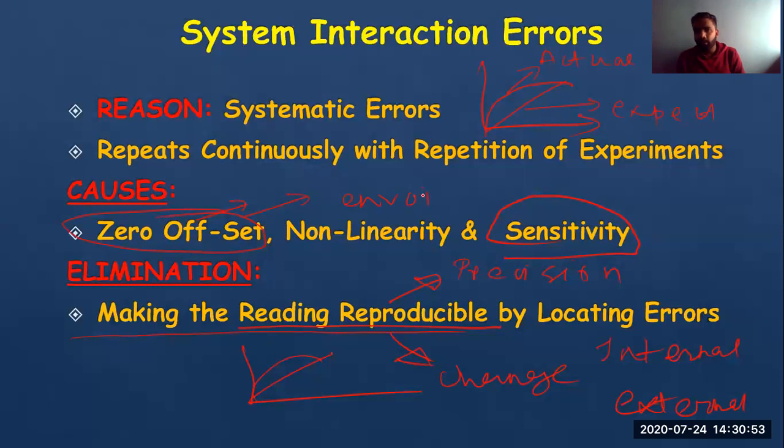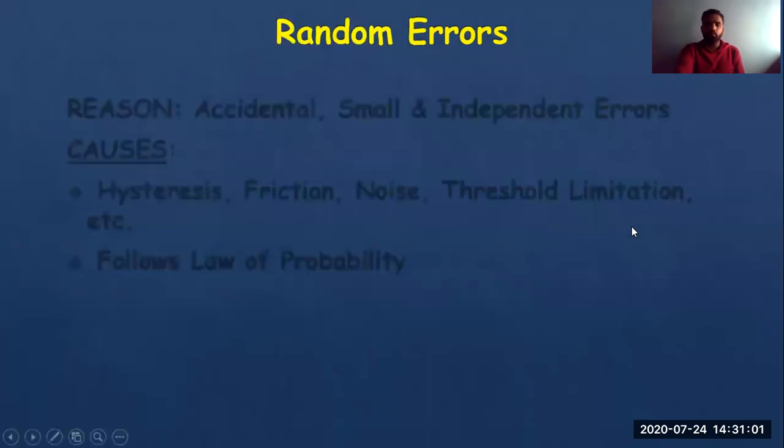Okay, it might be due to environment, and what you can do is try to rectify that by changing your environmental condition. Okay, last one, what I would like to inform you is about random error. Random errors are errors which cannot be controlled. These errors are also called probable error.